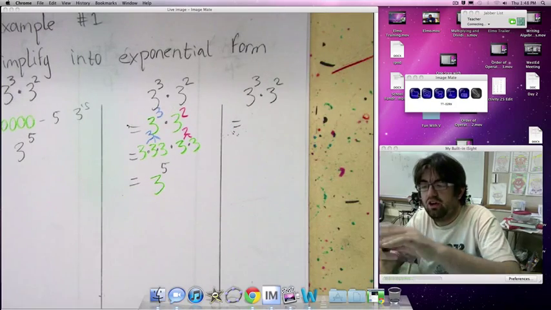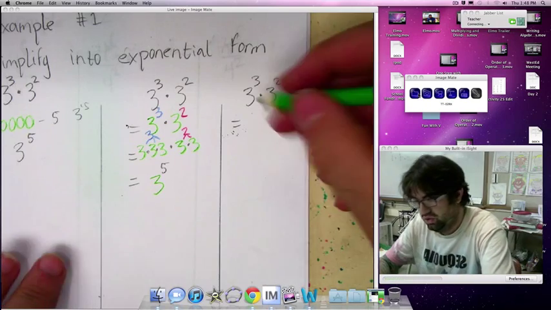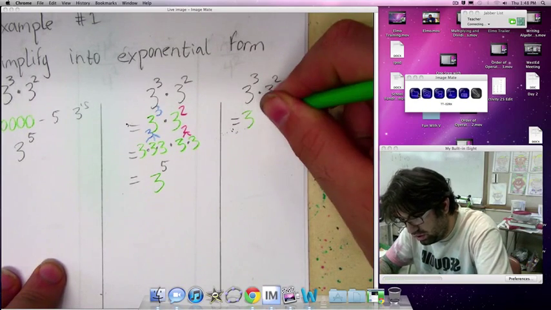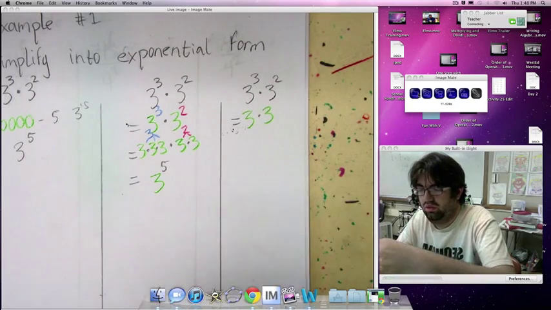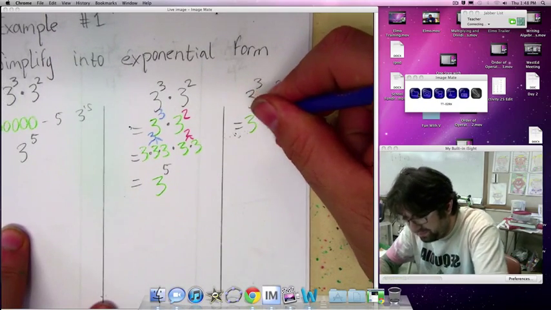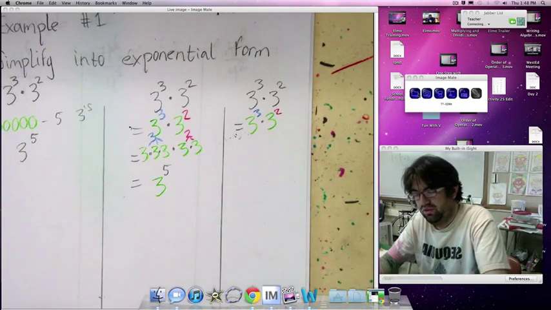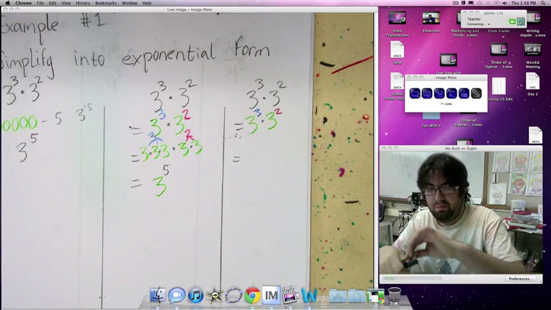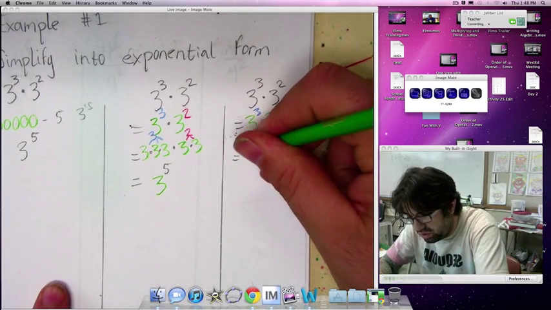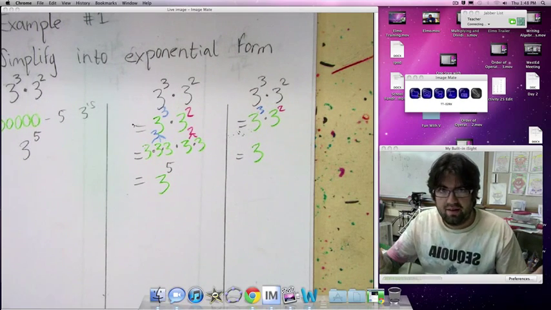I'm going to rewrite, and notice I'm rewriting. I have it written in black first, and then I'm writing it in color. Times symbol. This is to the 3rd power. This is squared. And if you notice, my rule says the base stays the same, so that's still 3. And then I'm going to add them together.